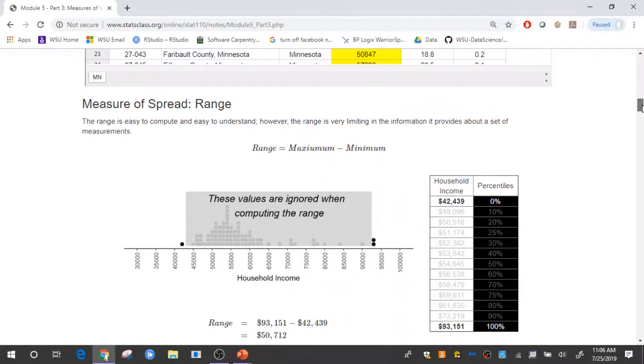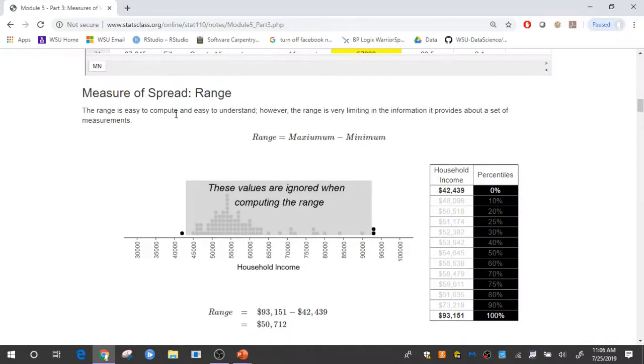So let's talk about first the measure of spread being the range. The range is easy to compute, and it's also easy to understand. However, it is very limiting in the information it provides about a set of measurements. The range is simply the maximum value in the dataset subtract the minimum value in the dataset.